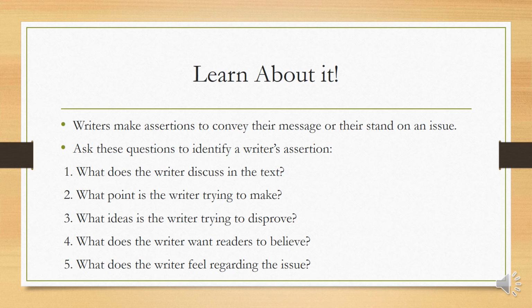Now, in order for us to identify the writer's assertion, we have these guide questions. The first one is, what does the writer discuss in the text? Number two, what point is the writer trying to make? Number three, what ideas is the writer trying to disprove? Number four, what does the writer want readers to believe? And lastly, number five, what does the writer feel regarding the issue?